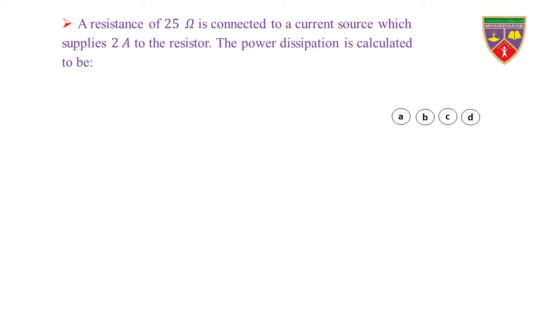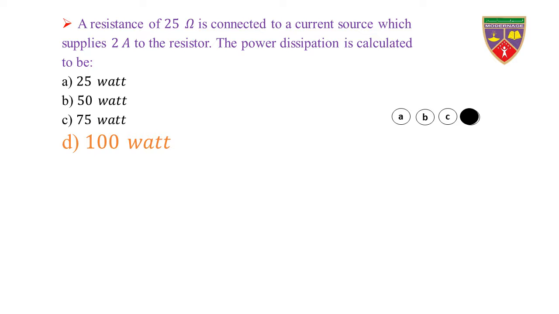A resistance of 25 ohms is connected to a current source which supplies 2 ampere to the resistor. The power dissipation is calculated to be option A, 25 watts; option B, 50 watts; option C, 75 watts; option D, 100 watts. The key is 100 watts. Therefore, the correct option is D.